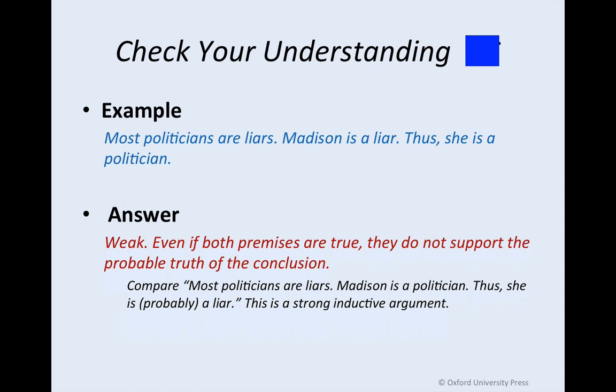On the other hand, if you say most politicians are liars, Madison is a politician, thus she is a liar, you've got a strong inductive argument because the preponderance of politicians are liars, and so it's more likely that if Madison is a politician, she is a liar.